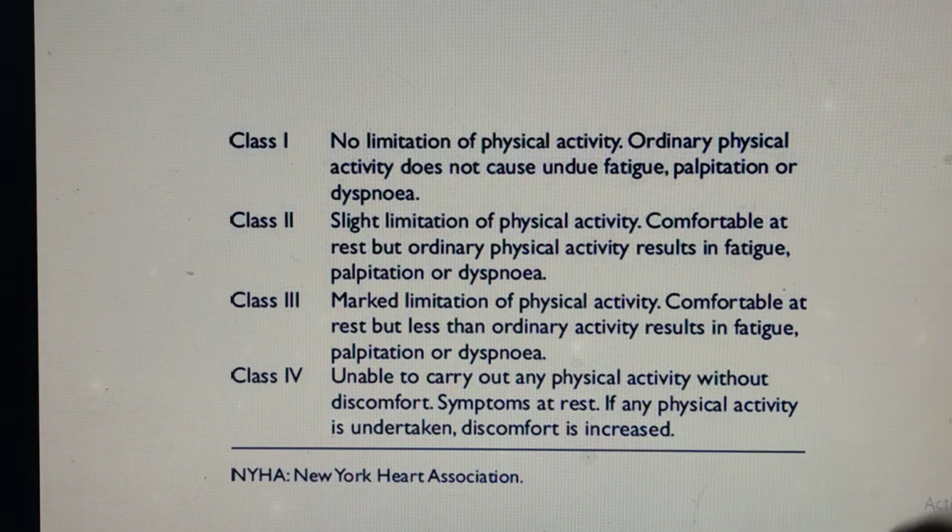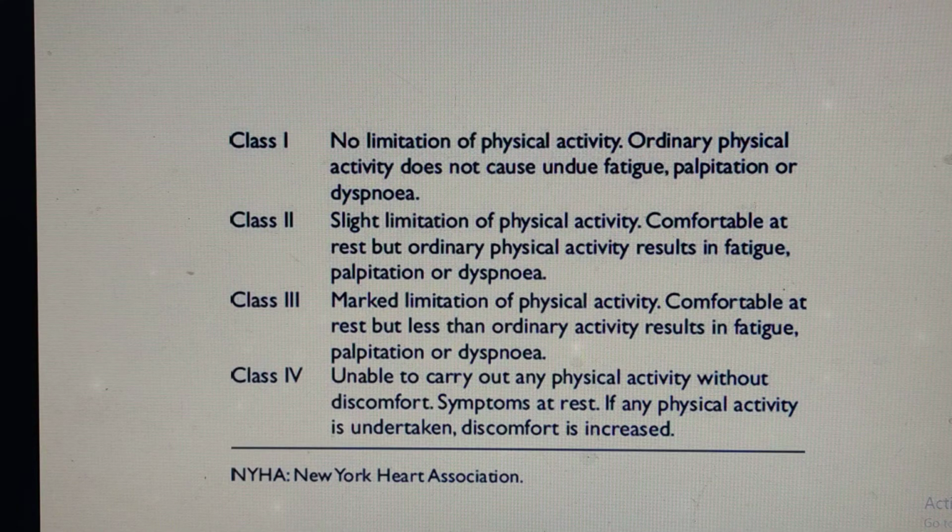Now try to understand here. Let's say I'm male, 24 or 25. If I'm walking with my colleagues or people of the same gender, I get tired. My friends are not tired, but I'm getting tired. So yes, it is a sign that I can put this in class 2, because in your same age group and your same gender, you're getting tired doing the same activity which your friend is not getting tired. So in that case, you'll put this in class 2.